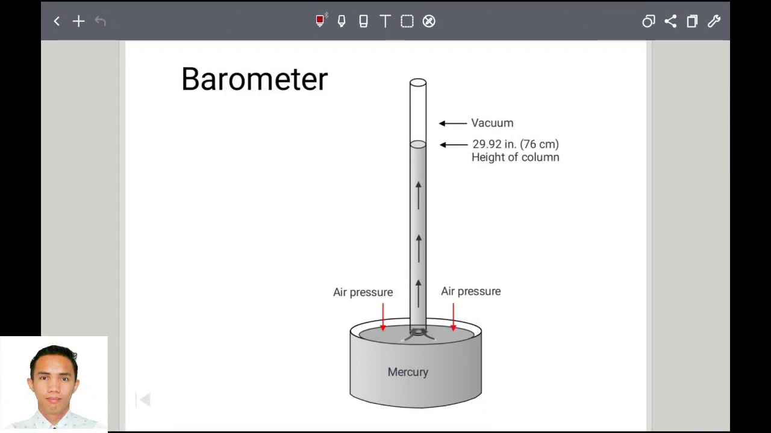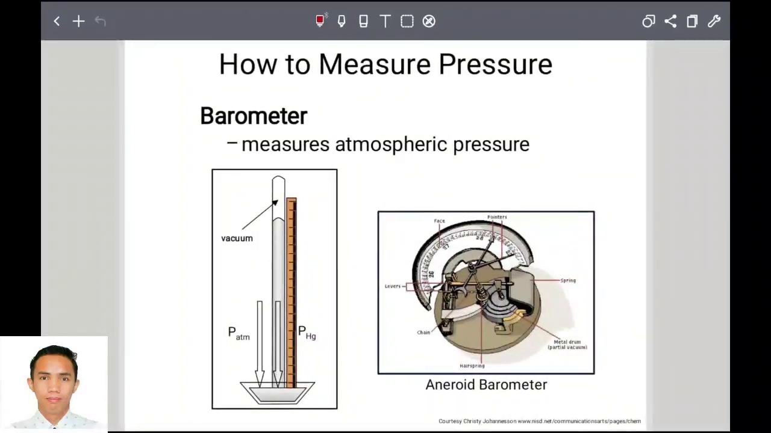Barometer. A barometer measures the atmospheric pressure using mercury. It says here we have a 76 cm height from here. The air pressure pushes the mercury and the mercury goes up. That is the use of a barometer. Then how do we measure pressure using an aneroid barometer? Here we have the mercury barometer.